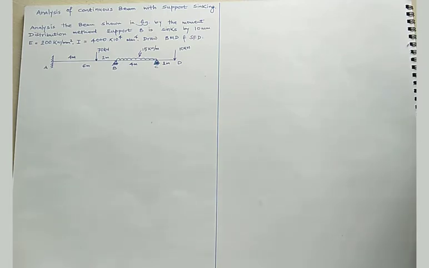Today we will see the analysis of continuous beam with support sinking. The settlement of support causes the bending moment in the members. The settlement of support is mainly due to soil subsidence.